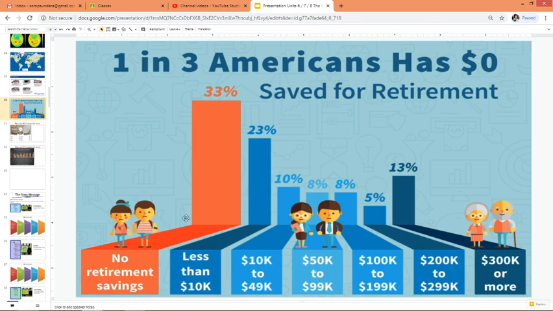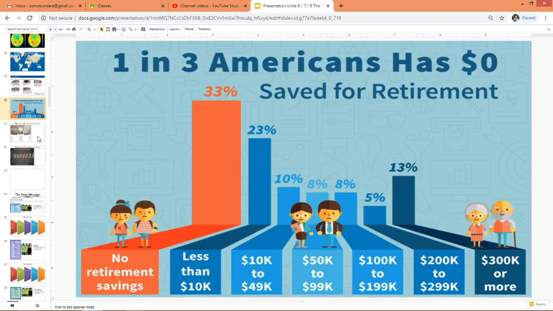Now, the E, emphasis. What do you want to emphasize here? All right, the important point is, of course, this number right here. What I want you to remember, the important point I want to emphasize is that 33% of Americans have saved nothing for their retirement. So it's very important to save money for your retirement. You will get old one day.